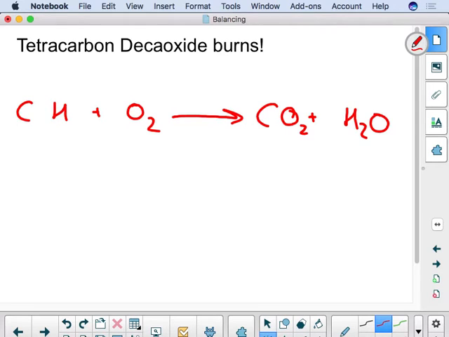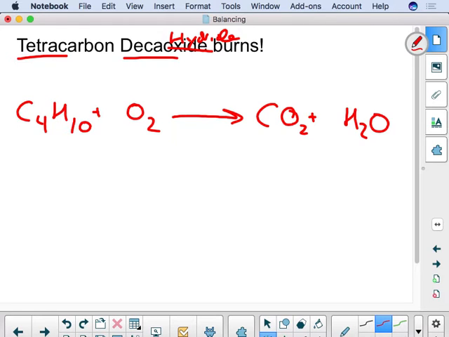It depends on what type. Tetra means 4, so it's 4 carbons. Deca means 10. Burn means it reacts with oxygen to make carbon dioxide and water. Why is it hydrogen? Oh, you're right, that should be decahydride. My bad, sorry.